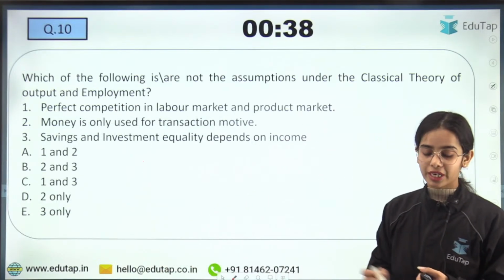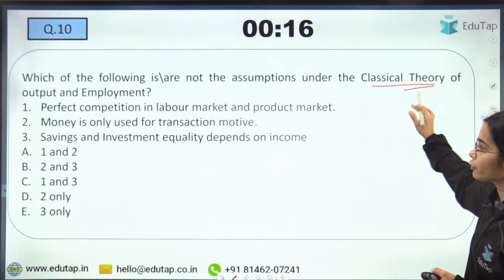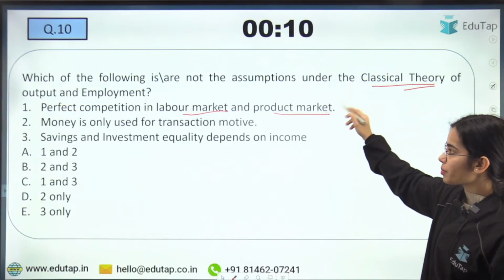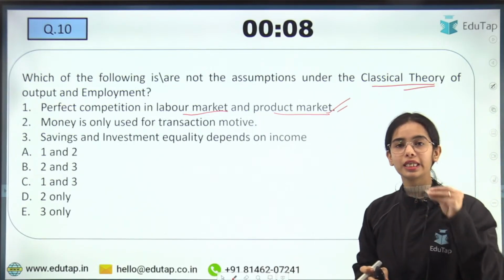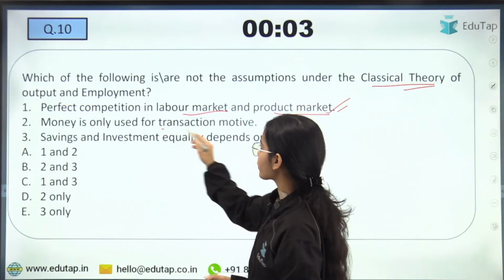Now coming to the next question, try to answer this question. It is as per the classical theory assumptions. Which of the following is or are not the assumption under the classical theory of output and employment? Perfect competition in labor market and product market. This is assumed by the classical theory, that there is perfect competition in labor and product market. That means there are homogeneous goods and such. Money is only used for transaction motive, correct.